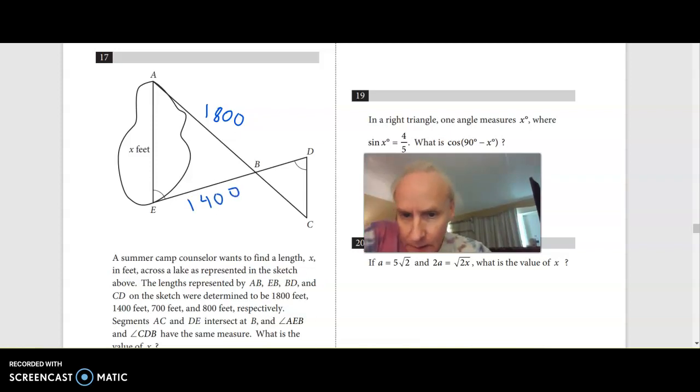And BD is 700, and BC is 800. Oh no, sorry, CD is 800. And they want to know what is the value of X.